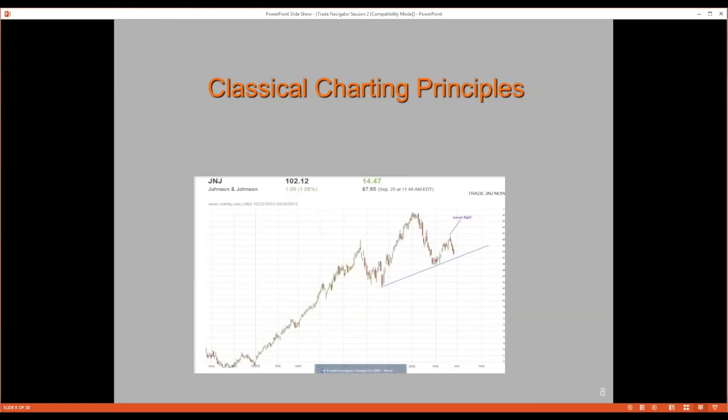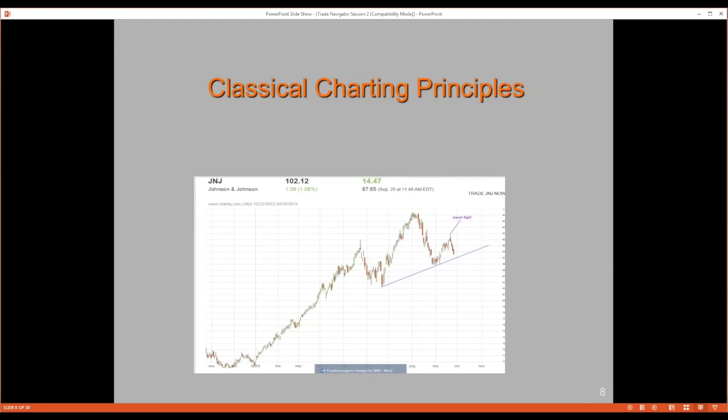I want to talk about some of the things that I see that just make me cringe. This is a chart of Johnson & Johnson where somebody put this up and called this a head and shoulders. Left shoulder, right shoulder, left shoulder, head, right shoulder. Based on the correct principles of classical charting, this is not a head and shoulders. This does not comply with the requirements of a head and shoulders pattern.